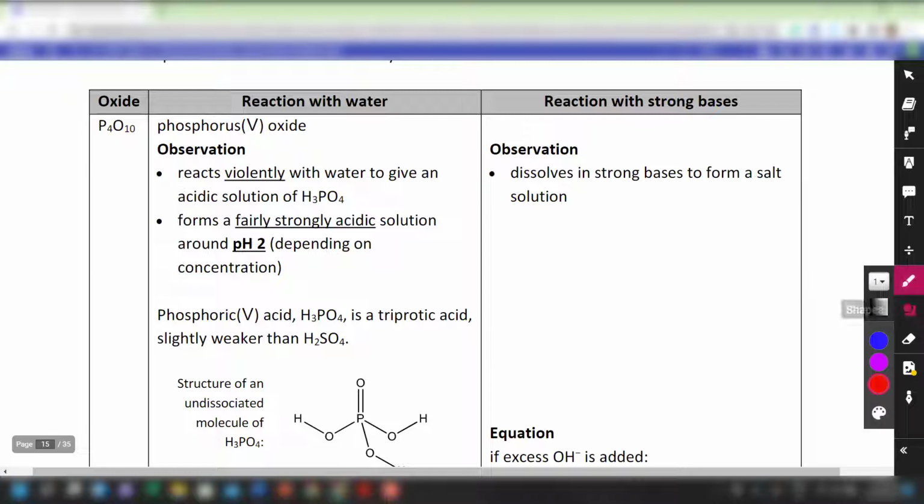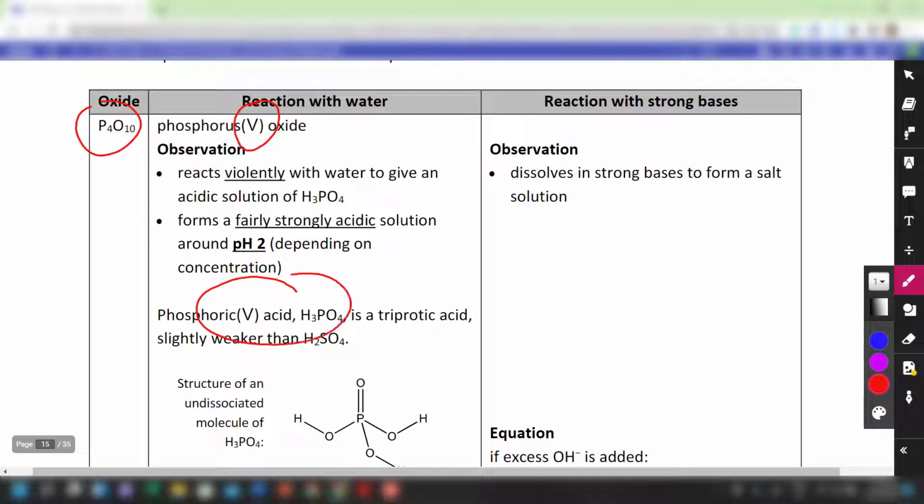You can do that simply by looking at the oxidation state of the phosphorus, because a hydrolysis reaction is not a redox reaction. Remember this. I repeat, hydrolysis reaction is not a redox reaction. So phosphorus(V) oxide will end up with phosphoric(V) acid. Just remember that.